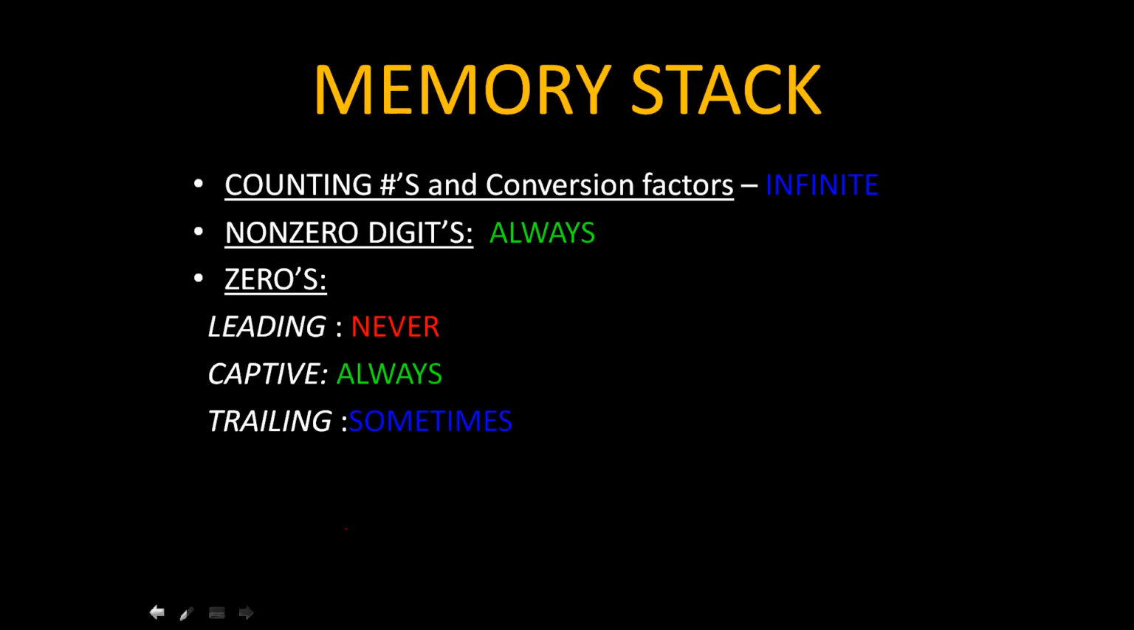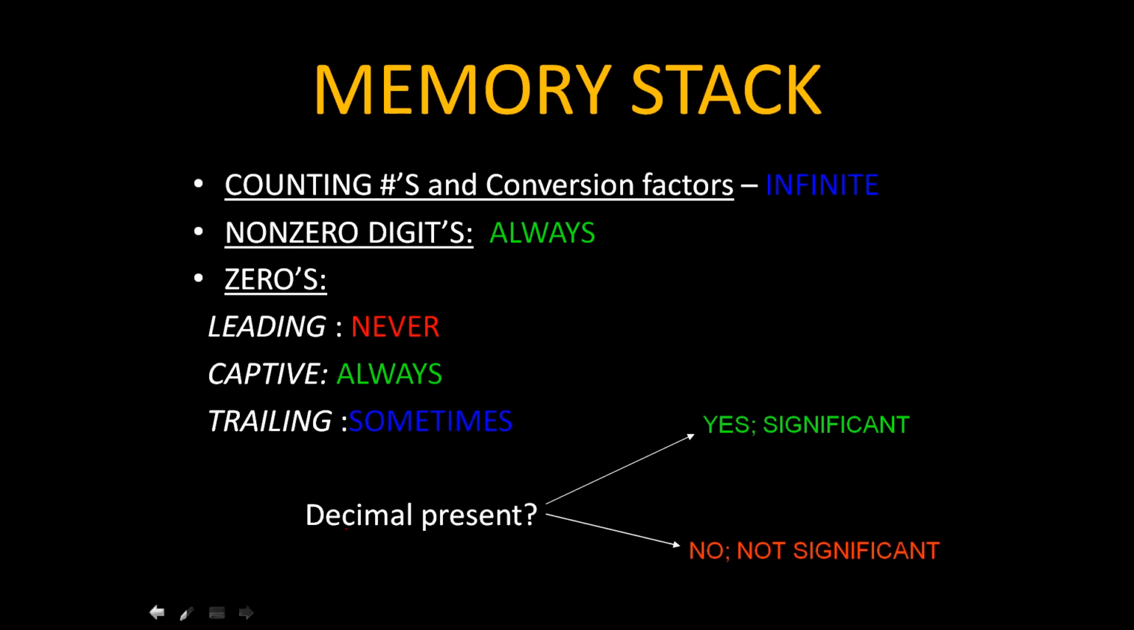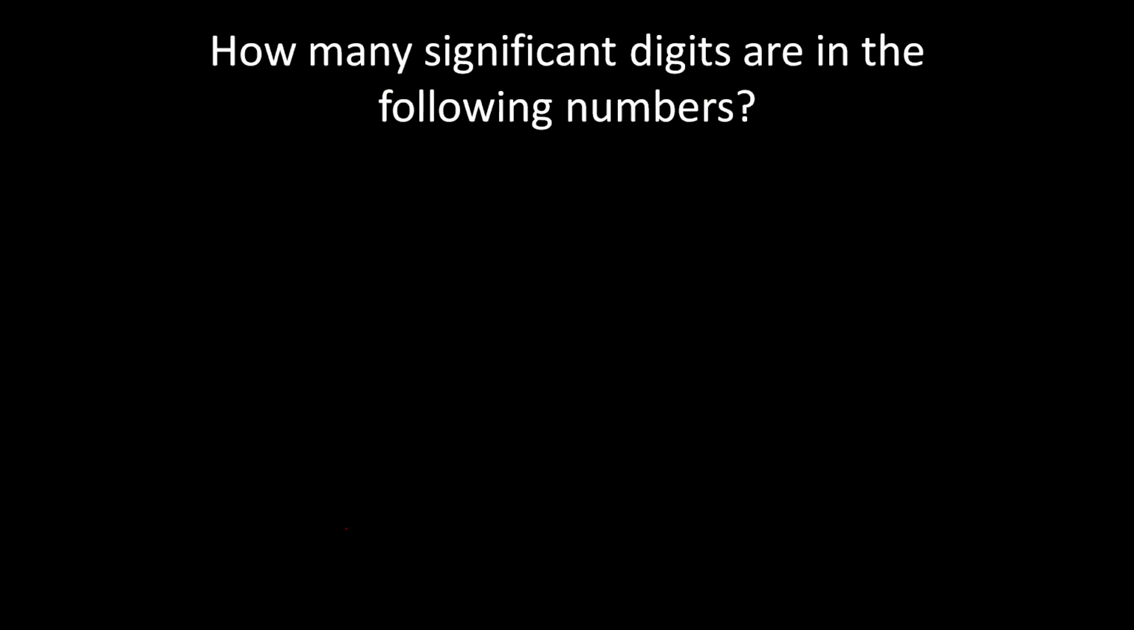For that, you have to ask a question whether the number is having a decimal point or not. Decimal is present or not. If the answer is yes, which means it has to be counted significant. If your answer is no, which means you don't have to count it as significant. Hope this is very helpful to all of you. If so, let's have a quick recap and see whether you are able to find the answers of the given question. How many significant digits are there in the following numbers?